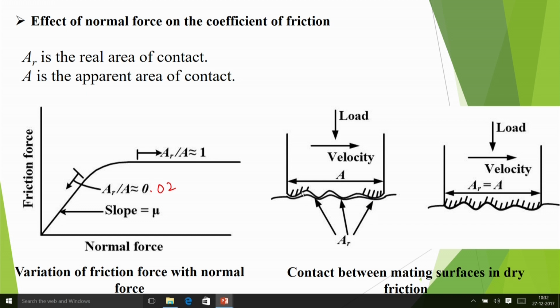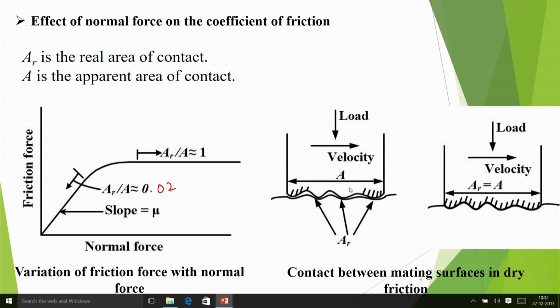So, what is happening, this area is rough, you are seeing that this is rough, and it is making contact at certain points, mostly asperities, those are projections, high points, and these cumulative are denoted by AR. So, initially AR is very small compared to A. So, really it is very small.